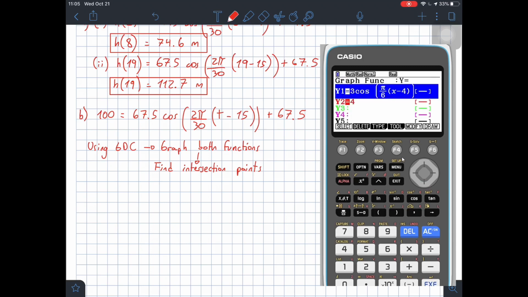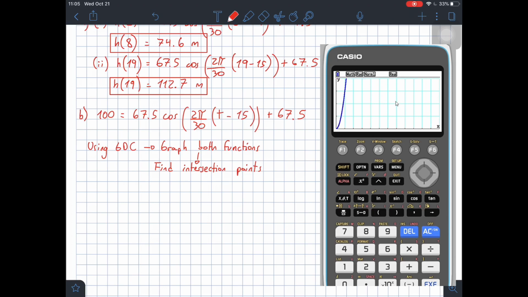Menu graph. I'm going to erase this 2. So the first function will be 67.5 times cosine of 2 pi over 30 times x minus 15, parentheses, plus 67.5. And the second function would obviously be 100, right? We want to find the intersection point between these two.